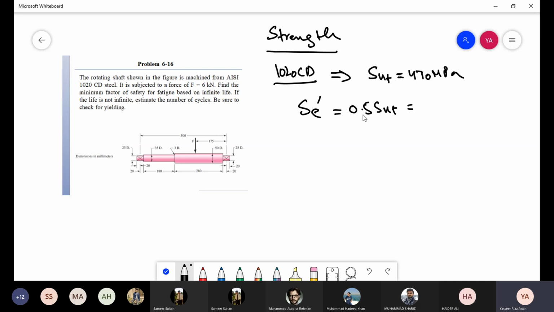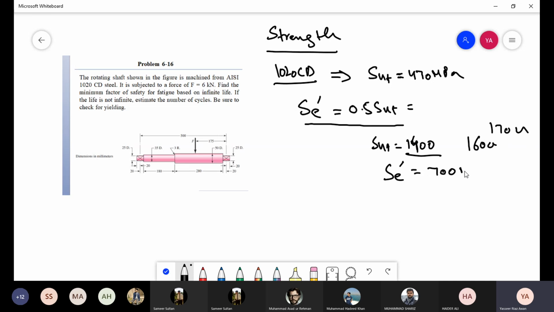And remember this: what is the limit of applying this formula? Can it be applied to any SUT? It applies for SUT up to 1400 megapascal, not 200. Ignore KSI here. After that, whatever SUT is, maybe 1600 or 1700, you would take Se prime equal to 700 megapascal.